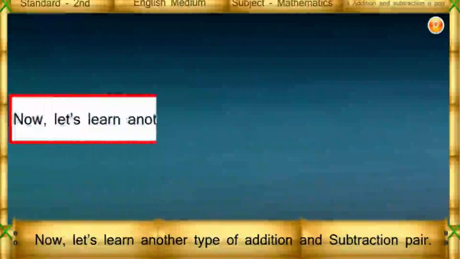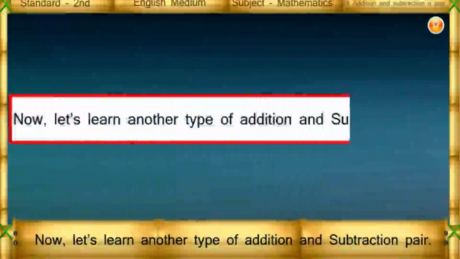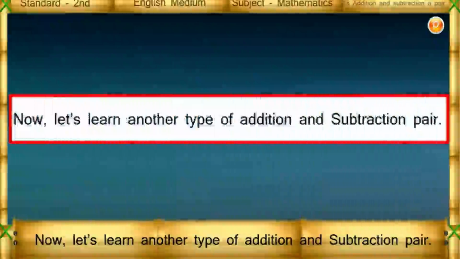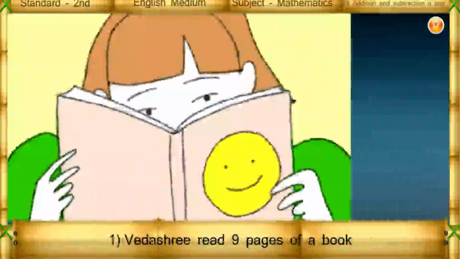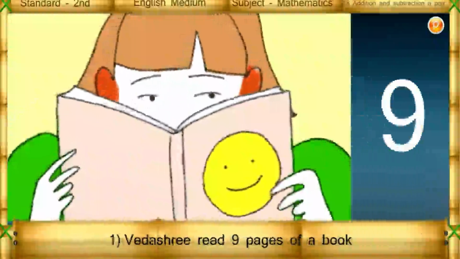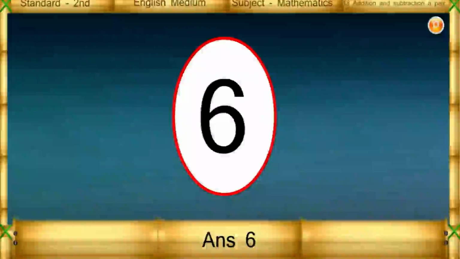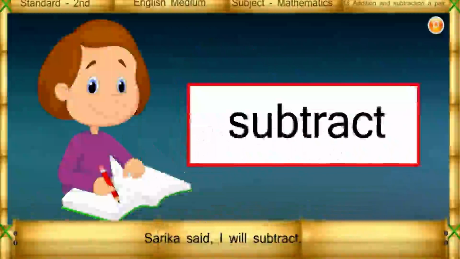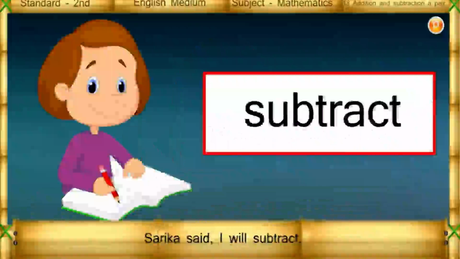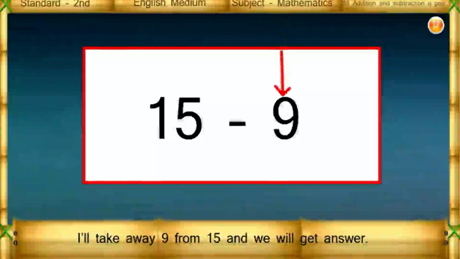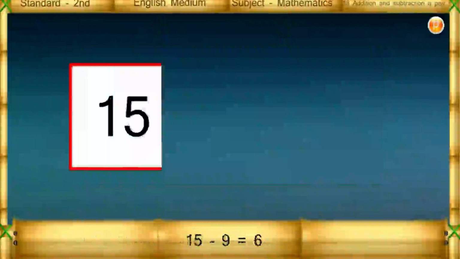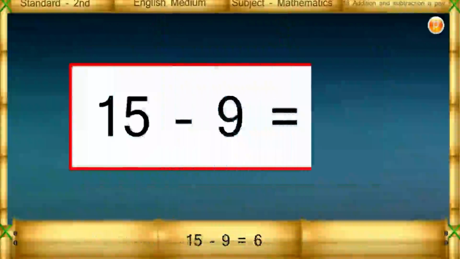Now, let's learn another type of addition and subtraction pair. 1. Vedashri read 9 pages of a book. How many more pages should she read to finish reading 15 pages? Answer. Sarika said, I will subtract. I will take away 9 from 15 and we will get the answer. 15 minus 9 equals 6.